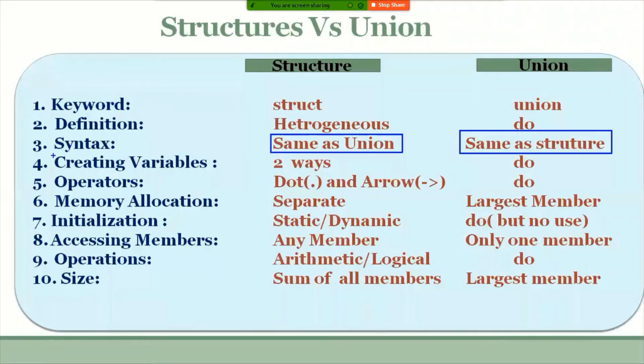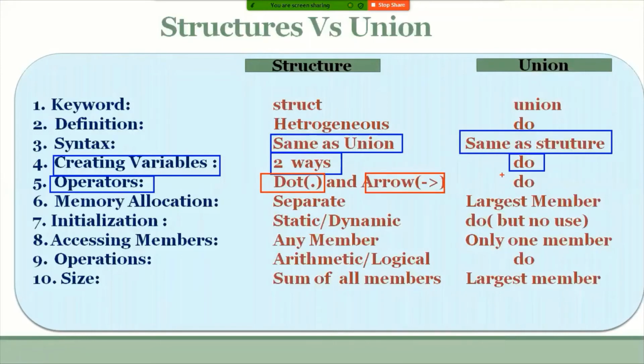And coming to the fourth difference, that is creating variables. How to create variables? In two ways: within the template and out of the template. We already discussed this in the previous slide for structures, within the template and out of the template. The same thing we can use in union also. Both structure as well as union variables can be created this way. And coming to operators, the operators used in the case of structures are the dot operator as well as the arrow operator. The same dot as well as arrow operators are used in the case of unions also. Then memory allocation.